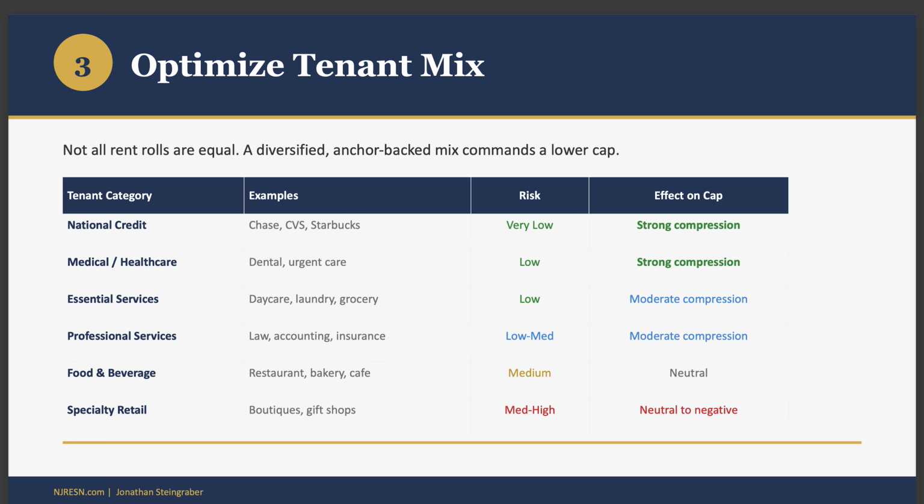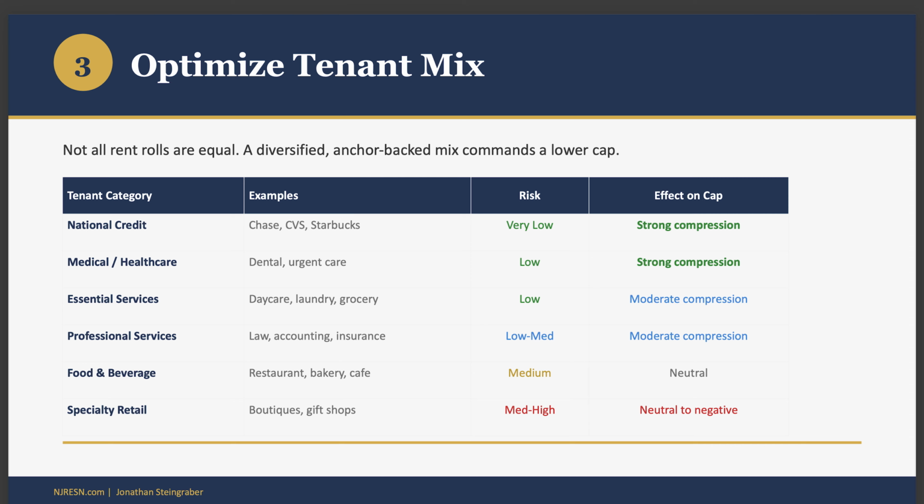Optimize tenant mix. These are the risk levels, right? So if you look at a national credit tenant like a Chase, a CVS, a Walgreens, et cetera, on a triple net lease, that's more predictable income, right? Especially if you have the corporate guarantee and you have effect on cap, strong compression, meaning it will really lower it big time. Okay, so that's number one, and then you have the different industries.